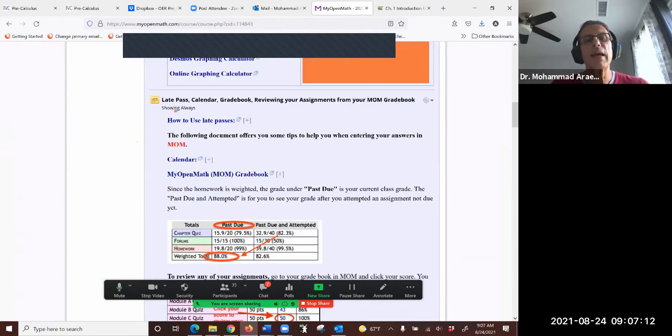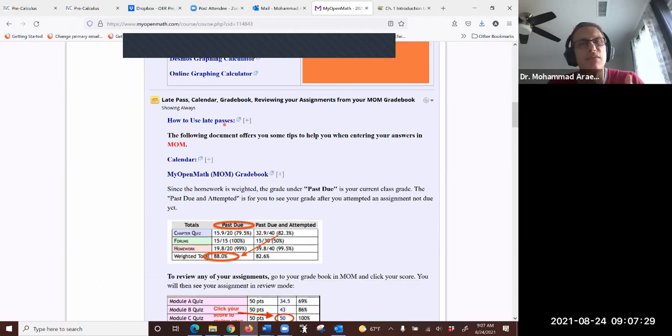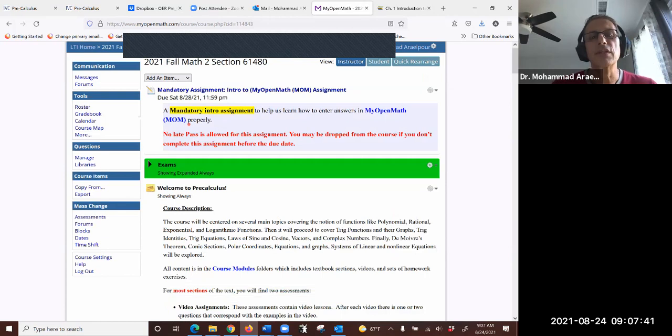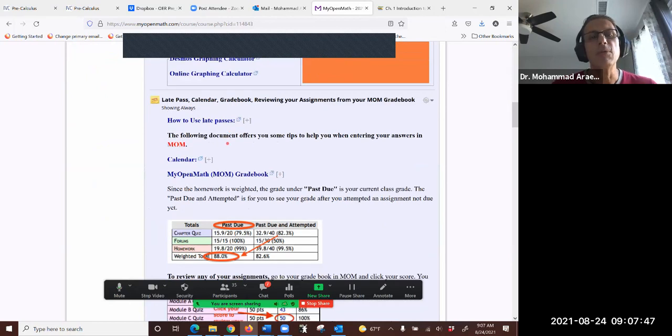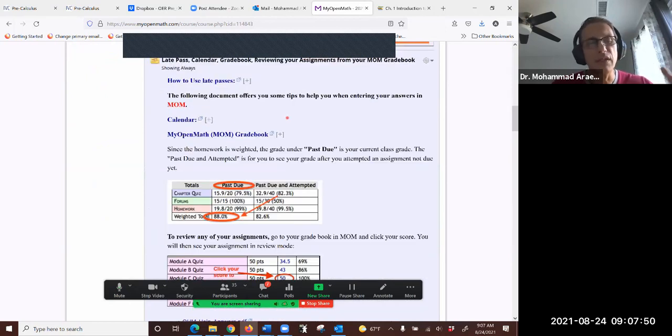The next one says late pass, calendar, gradebook, and so forth. How do you use a late pass? First of all, don't try to use a late pass unless you have no choice. If for some reason the homework is past due, then you have only a few days to do the past due stuff. If it's like 2 weeks later, it defeats the purpose and you will lose 10%. You don't want to do that, okay? There is no late pass for this assignment, of course, this introduction, or for the exams. I make that available if a situation comes up.